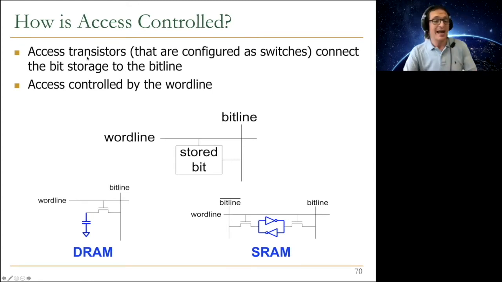Access is controlled by access transistors, essentially. And these are configured as switches. And these connect the bit storage to the bit line. And you can see that, basically. And access transistors are controlled by the word line. So let's take a look.